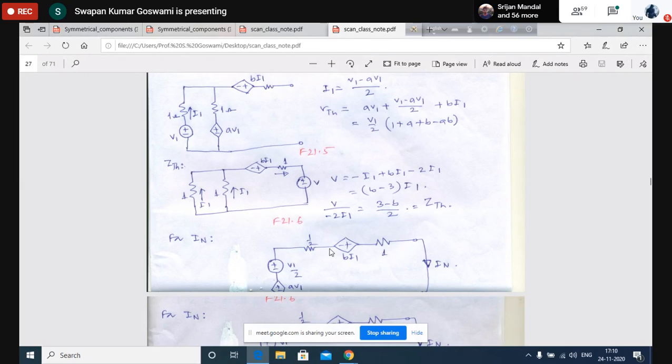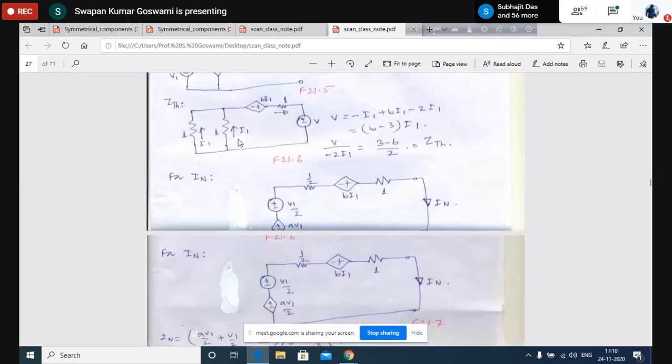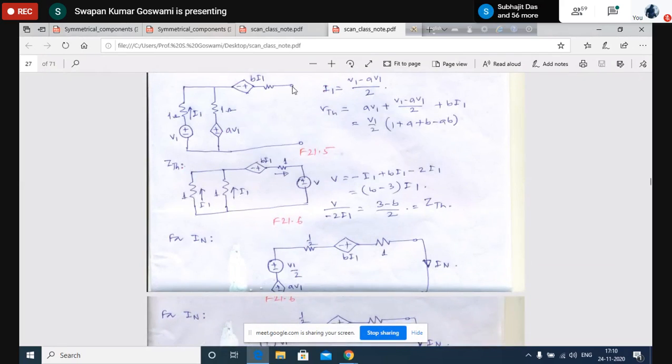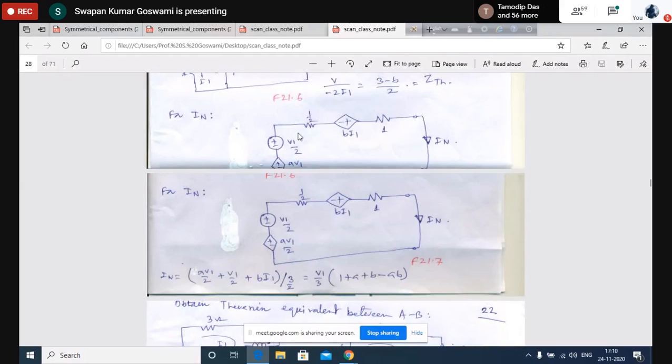So now let us apply Norton's theorem across these two terminals, and let us find out the Norton current. To find the Norton current, you have to put an ammeter between these two terminals, so you calculate the current between them. So short circuit these two terminals, like this.